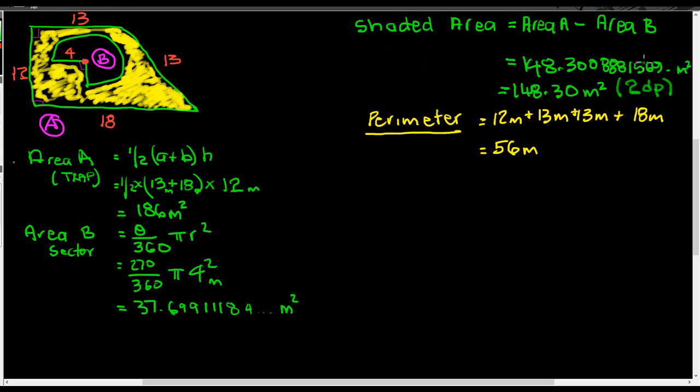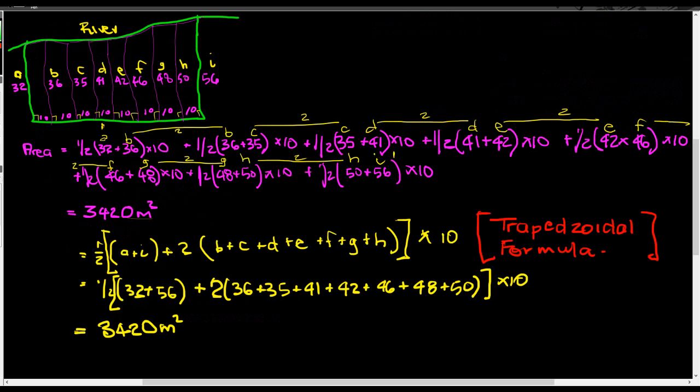Now the perimeter, obviously just of the outside shape, very simply just picking up the distances around the outside. That would be 12 metres plus 13 metres plus 13 plus 18, which is 56 metres perimeter around the outside of the circle. So moving right along.